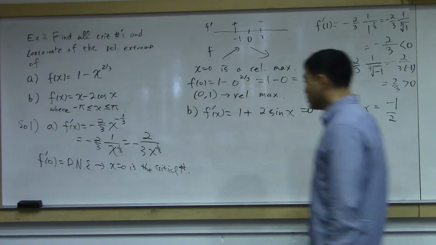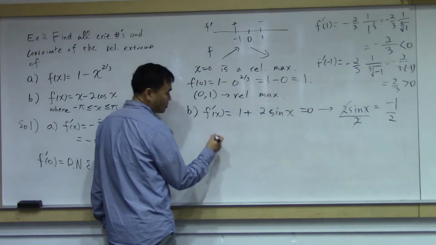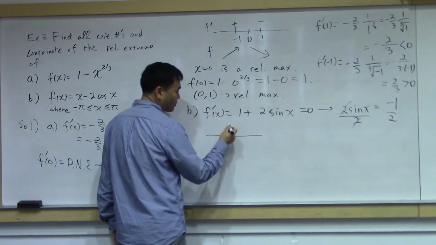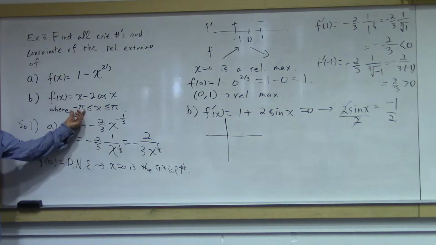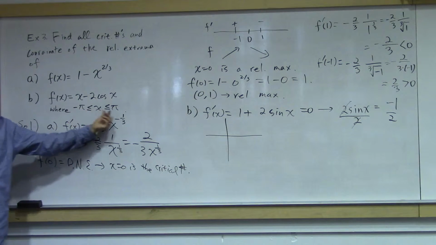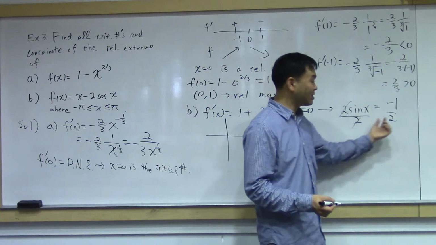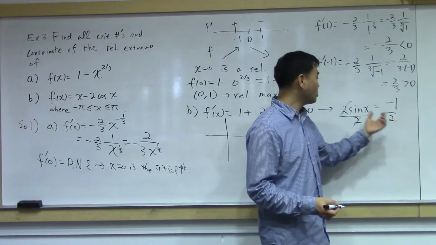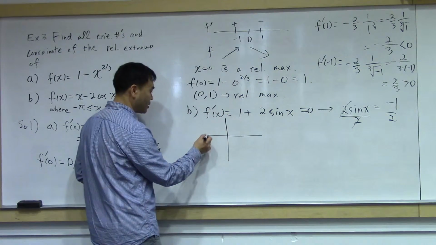1/2. Okay, so let's try to figure out when that happens by drawing the graph of sine x from negative pi to pi. Okay? See, we're only considering the x values to be between negative pi and pi. So when we try to solve this question, when is sine x equal to negative 1/2, we have to settle this question inside the domain negative pi to pi.